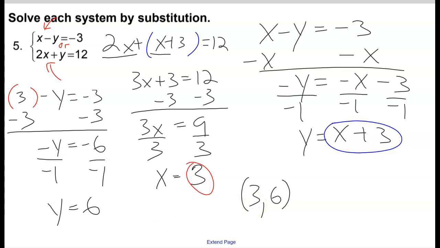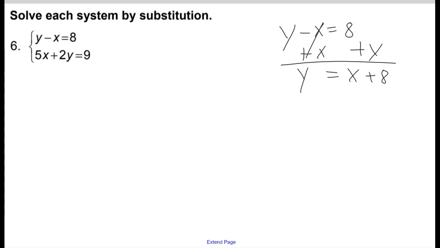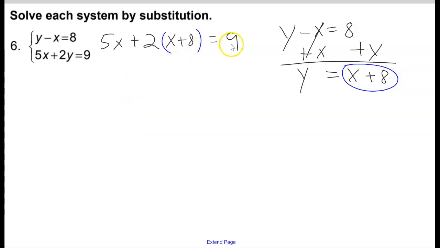Alright, so this last one's going to go kind of quick. Let's see if I can get this one in before time runs out on me here. So, I'm going to have y minus x is equal to 8. I'm going to solve for y again, adding x on both sides. So I get x plus 8. This is what I'm going to substitute back in. I'm going to put that in for this y right here. 5x plus 2 times x plus 8 equals 9.